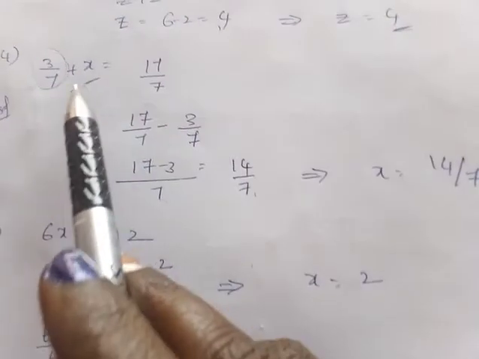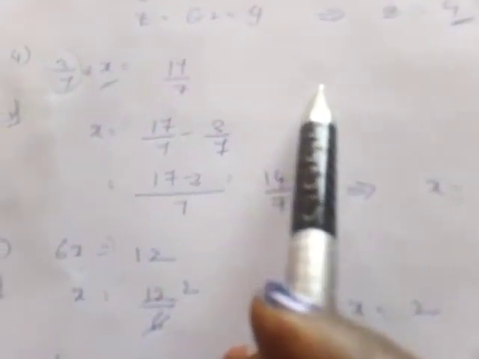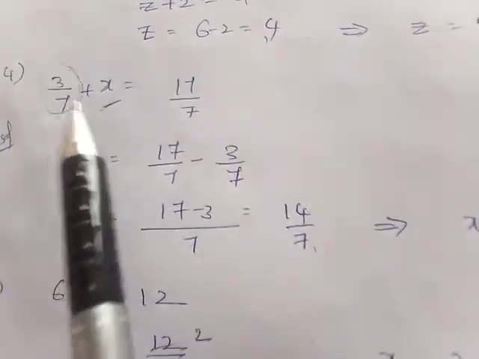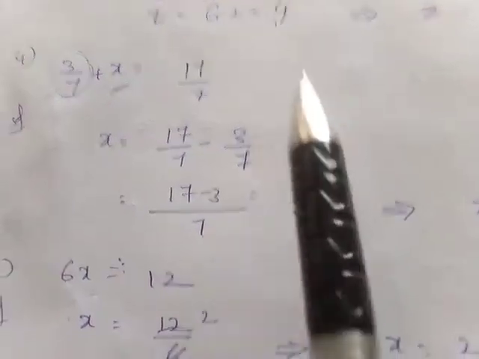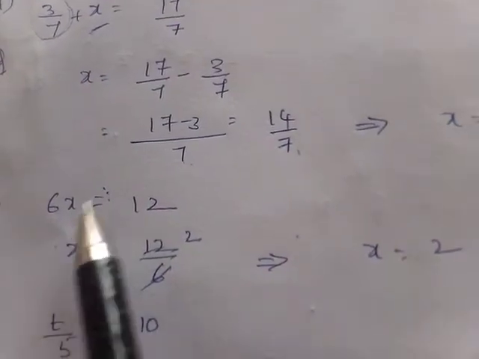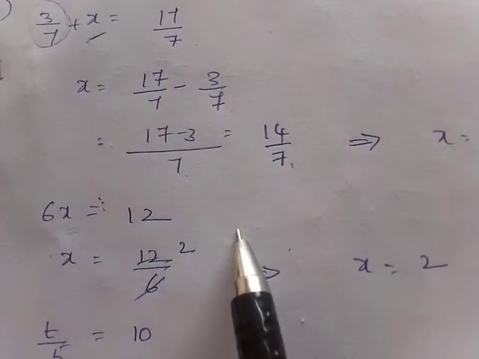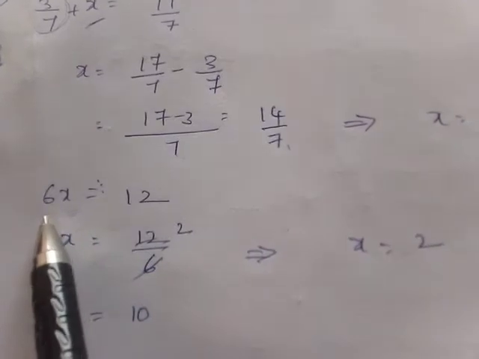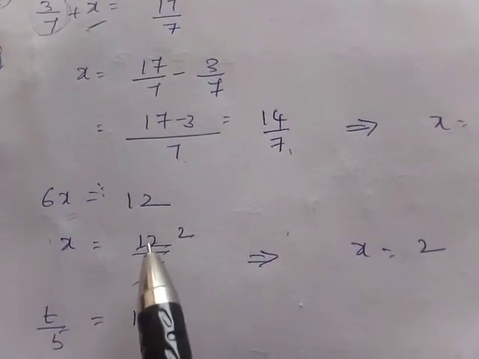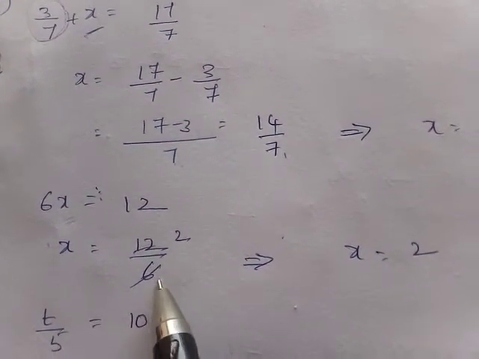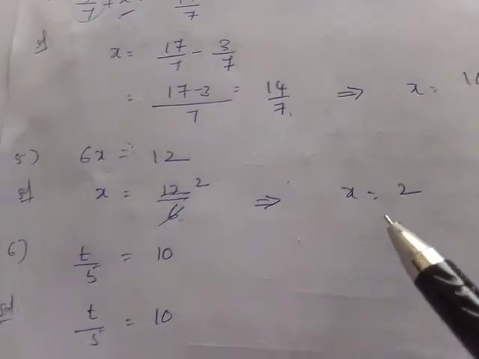Here, if it is plus, when it comes to this side, it becomes minus. If it is minus, it becomes plus. If it is multiplied by, it becomes divided by. If it is divided by, it becomes multiplied by. So now it is multiplying here, and it goes to the denominator. So 12 by 6. 6 2s are 12. So x is equal to 2.